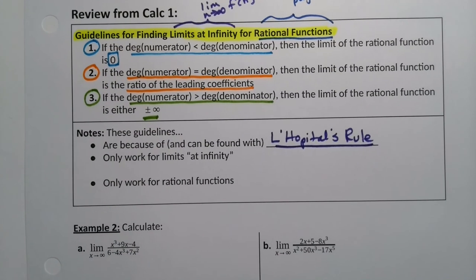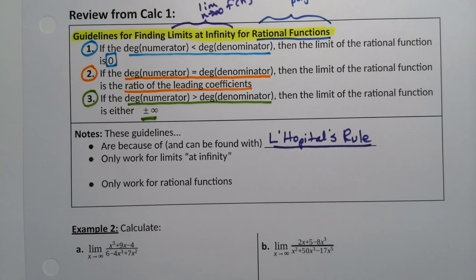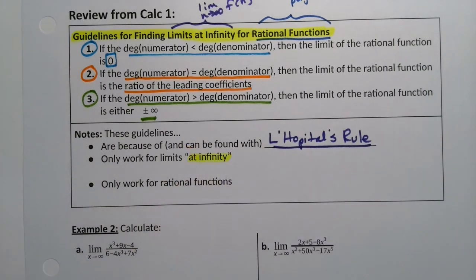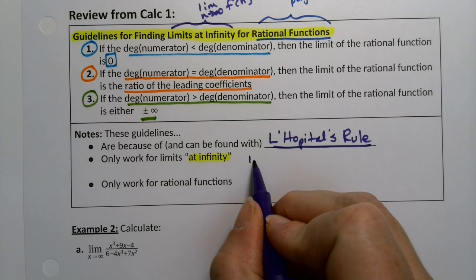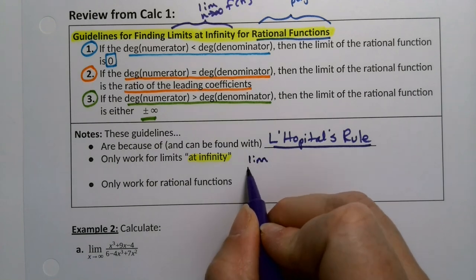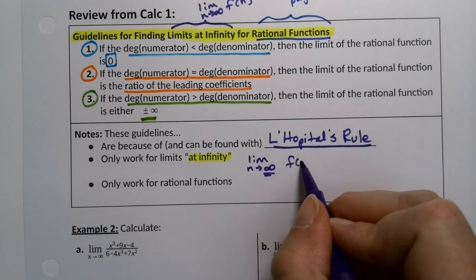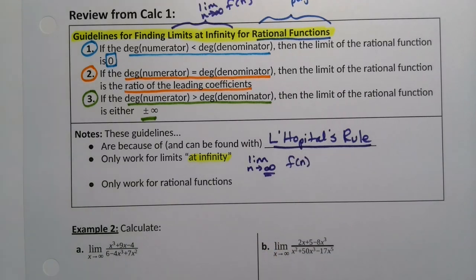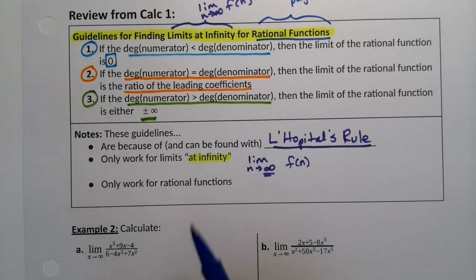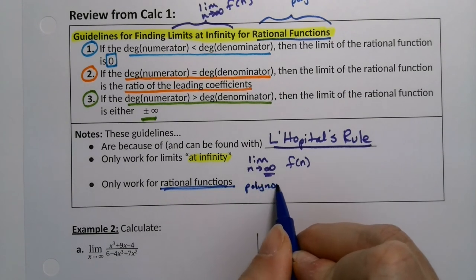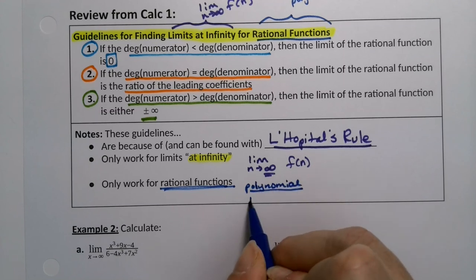Now, these rules only work for limits at infinity. It doesn't work for other pieces. So it has to be that you're working towards infinity. So it needs to be the limit as n goes to infinity. That's the part that matters. If it's other things, then we can't use this. And it only works with rational functions. It has to be a polynomial, I wrote it up above, but I'll say it again, divided by a polynomial.